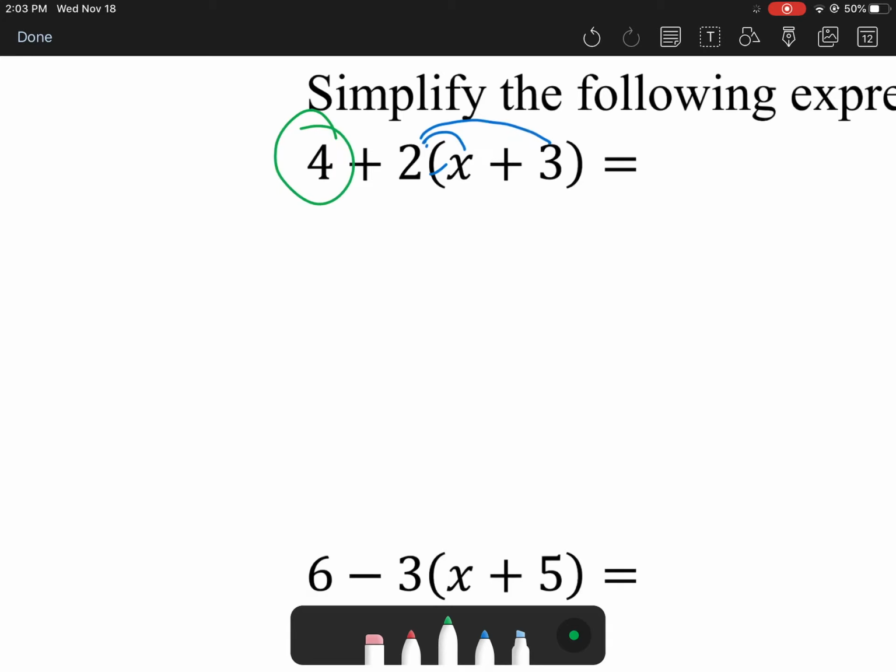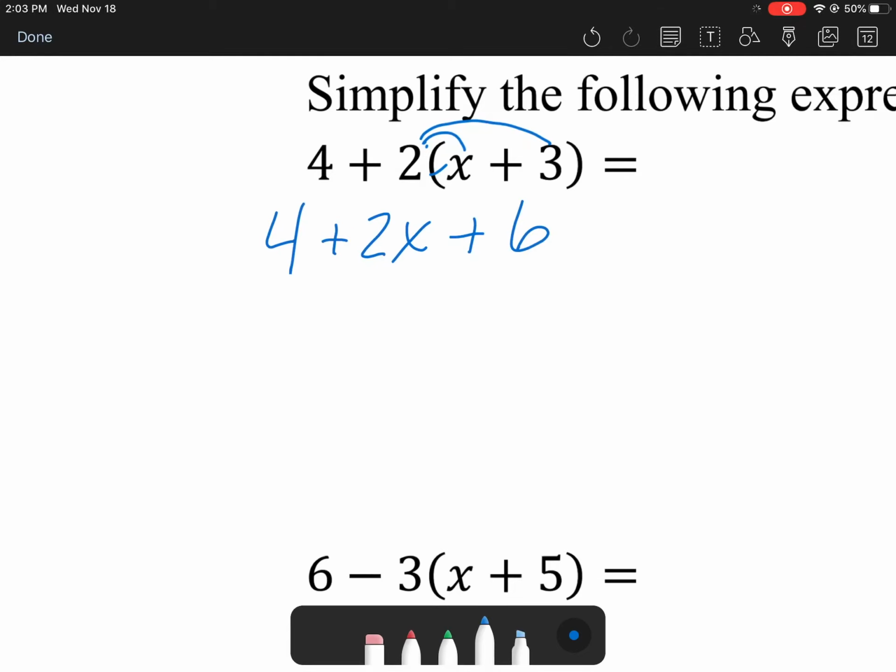This 4 here is outside the parentheses. I don't even touch him. He's just staying right there. Because it's not touched, I'm going to bring him down. I have 2 times x, which is 2x, plus 2 times 3, which is 6.